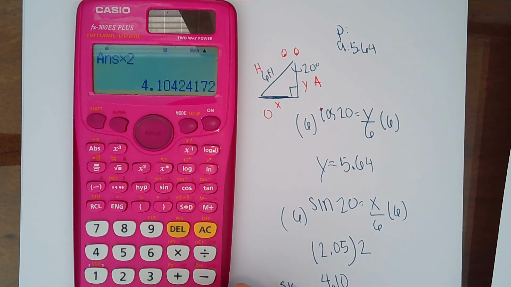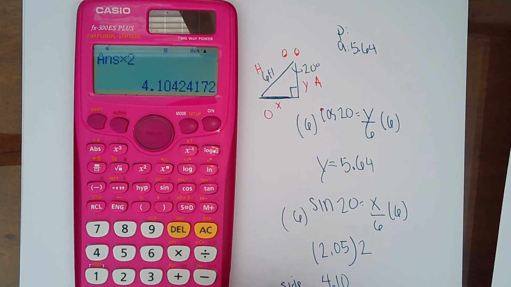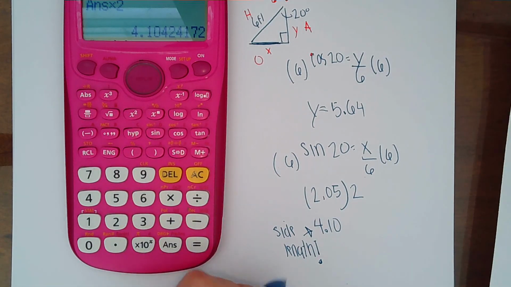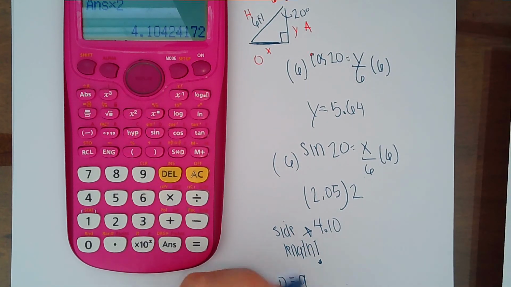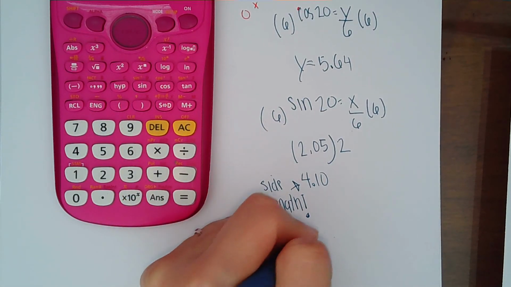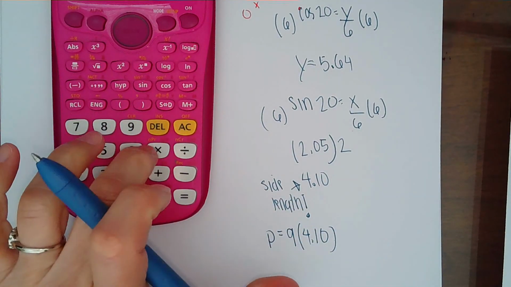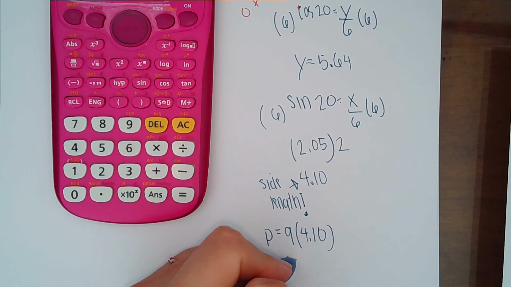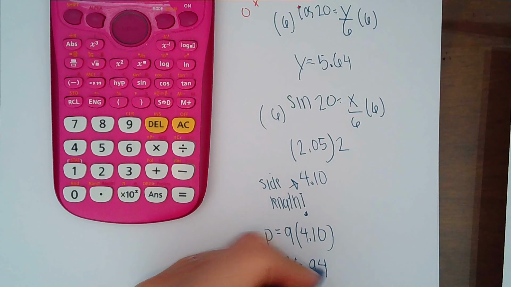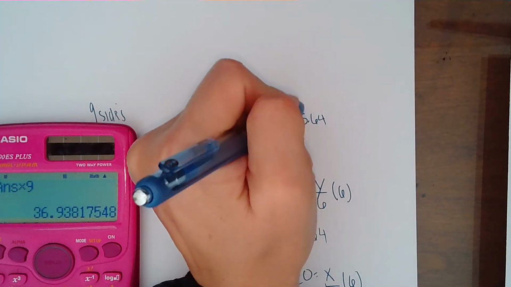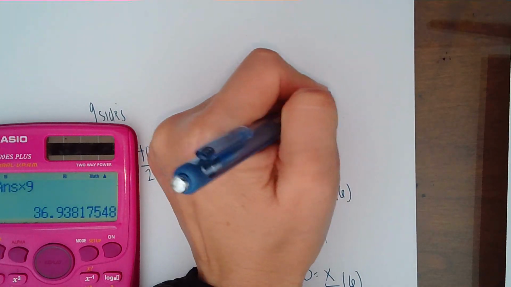Okay, so I now have a side length of 4.10. To find my perimeter, I'm going to do 9, because it's a nonagon, 9 sides, times 4.10. So times 9 equals, and I will get 36.94. So now I know my perimeter is 36.94.